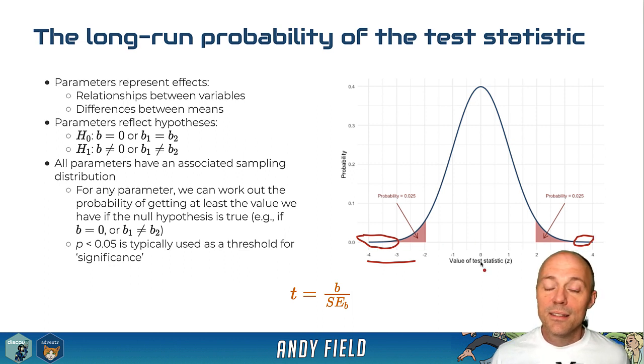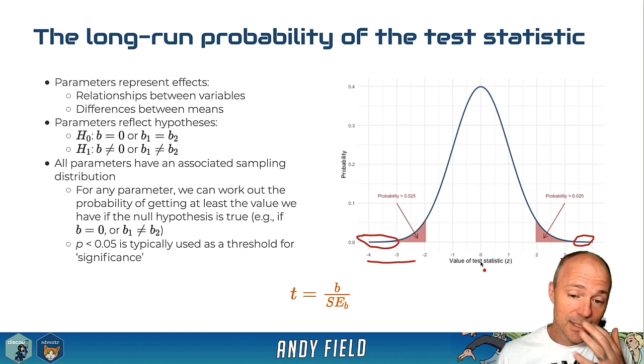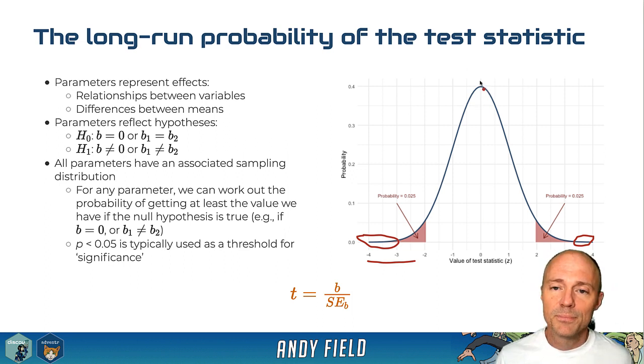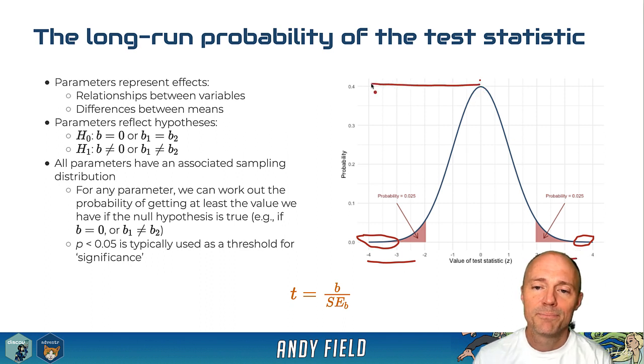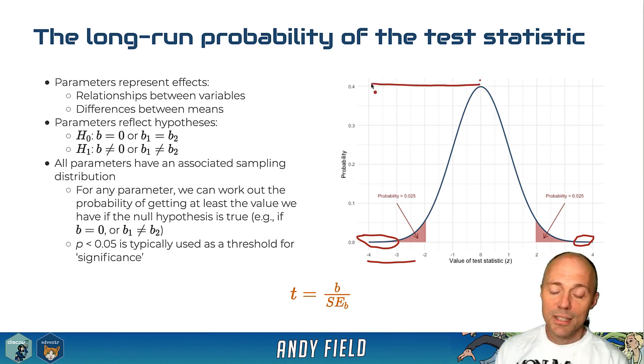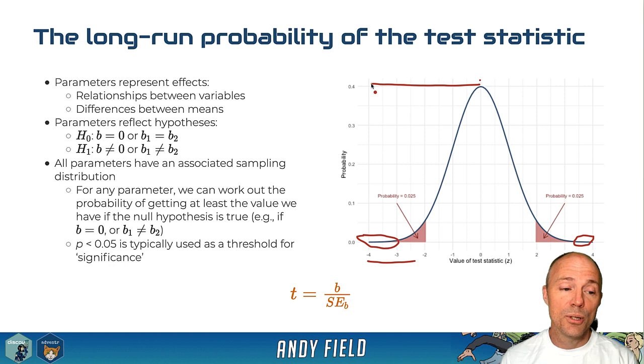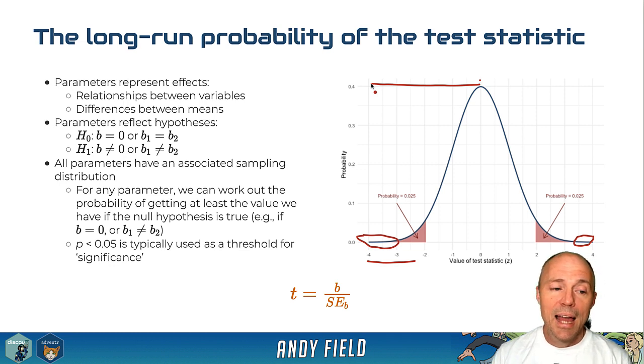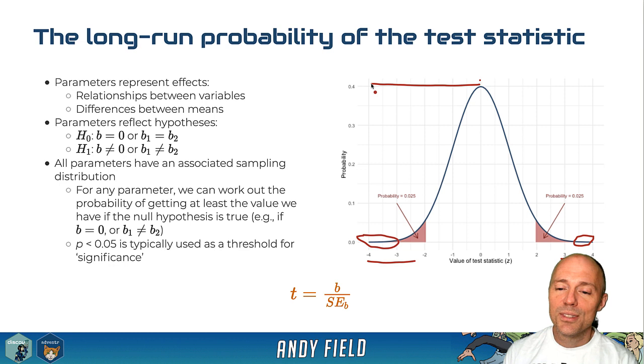Whereas if we look at the null, the test statistic being 0, that's when we get the highest probability. So we can look at values of the test statistic and work out how likely they are to have happened if the null were true. And having worked out that probability value, we apply whatever threshold we decided on, typically 0.05, and use that to make a decision.